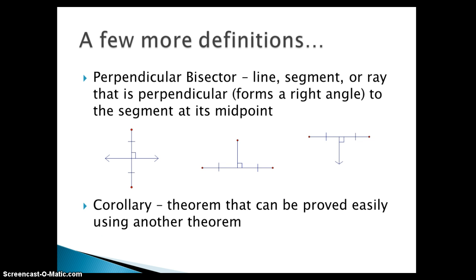A few more things we need to be familiar with. A perpendicular bisector is a line, a segment, or a ray that is perpendicular, remember that means forming a right angle, to the segment at its midpoint. So it's a line that bisects, cuts it into two equal pieces, and hits it at a 90-degree angle. You have a couple different examples of perpendicular bisectors below, one with a segment and one with a ray.